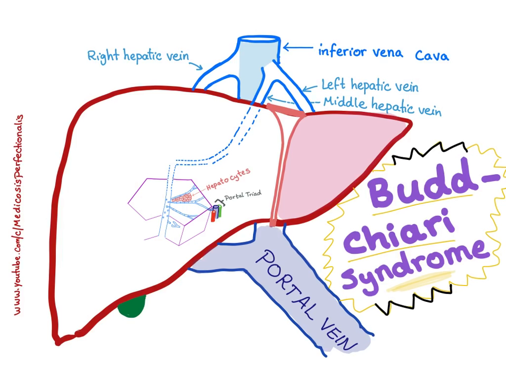So let's jump in. First, a quick review about the liver anatomy. Here's the liver, left lobe, right lobe, gallbladder. The vein that enters the liver is called the portal vein. The veins that exit the liver are called hepatic veins, 1, 2, 3. All of them will connect to the inferior vena cava and go to the right atrium of the heart.